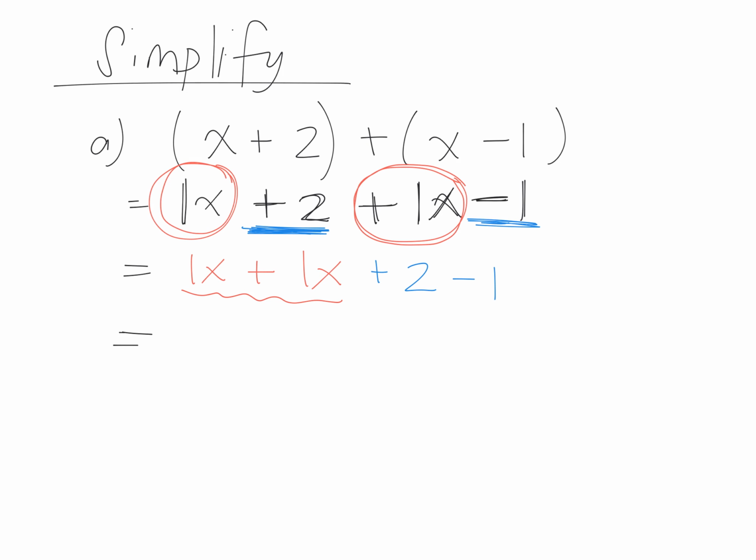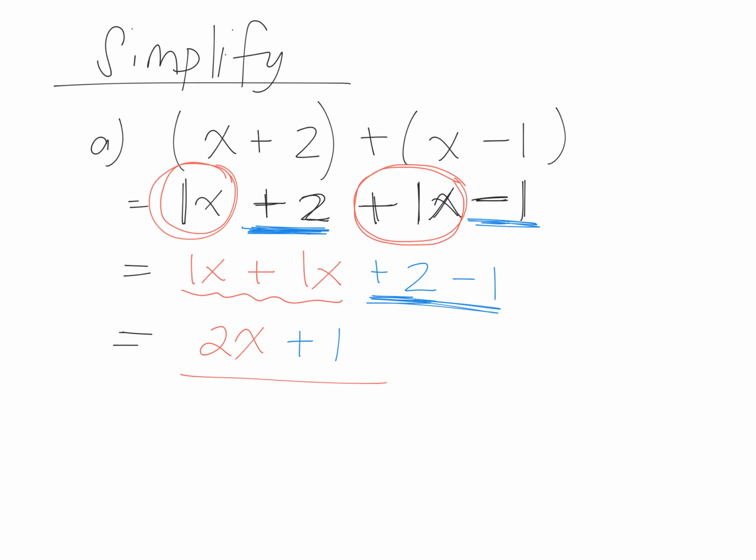Altogether, I have how many x's? I have 2 x's. But then I have 2 take away 1. What's 2 take away 1? 1. Is it a positive 1 or a negative 1? A positive 1. So I have 2 x's, and I have a positive 1. I cannot put those together. I can't make that shorter.